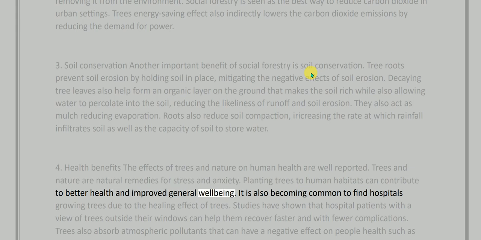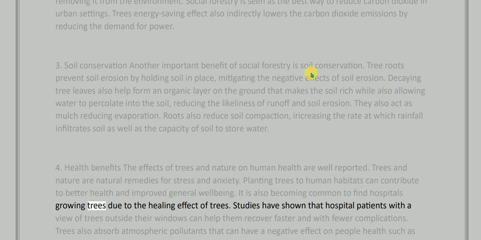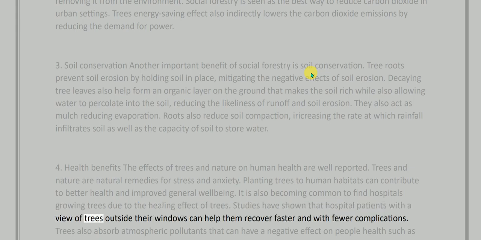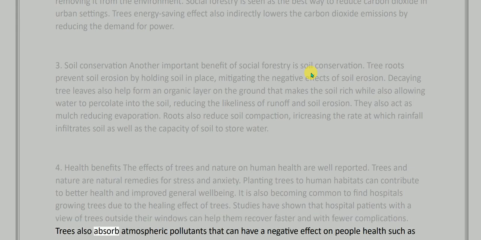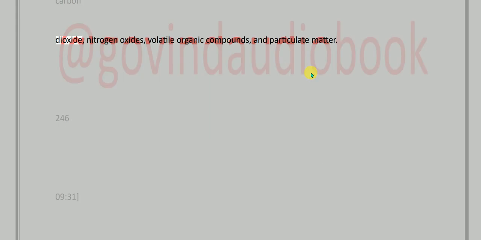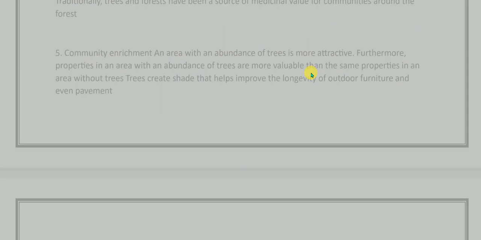It is also becoming common to find hospitals growing trees due to the healing effect of trees. Studies have shown that hospital patients with a view of trees outside their windows can recover faster and with fewer complications. Trees also absorb atmospheric pollutants that can have a negative effect on people's health, such as carbon dioxide, nitrogen oxides, volatile organic compounds, and particulate matter. Traditionally, trees and forests have been a source of medicinal value for communities around the forest.